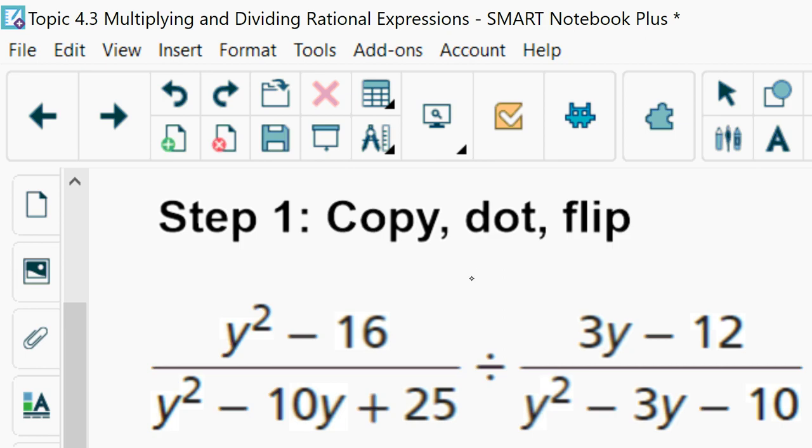And then in my denominator, I need to think of two numbers such that when I multiply them, I get positive 25, and when I add them, I get negative 10. I like negative 5 and negative 5. I think that'll do the trick.